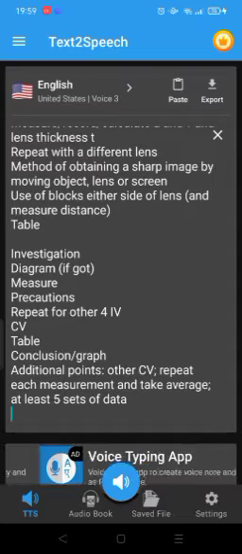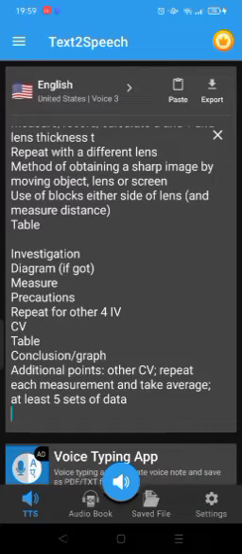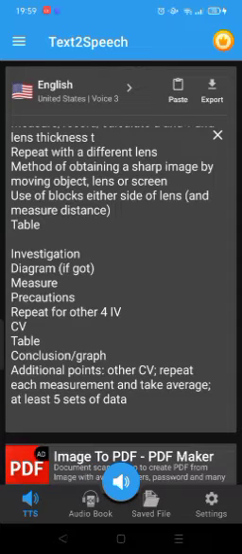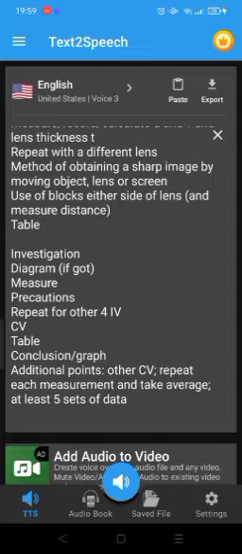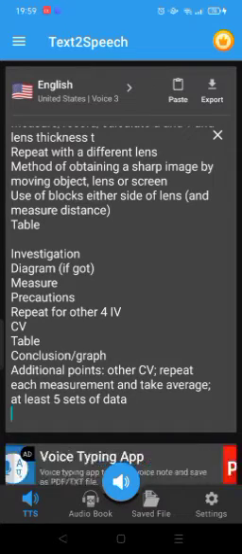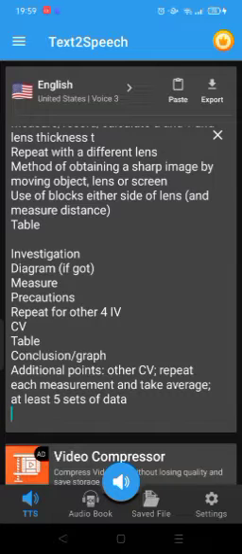Investigation: focal length affected by thickness of converging lens. Diagram showing object, lens, screen in correct order. U and V correctly labeled on diagram. Measure, record, calculate U and V and lens thickness T. Repeat with a different lens. Method of obtaining a sharp image by moving object, lens or screen.